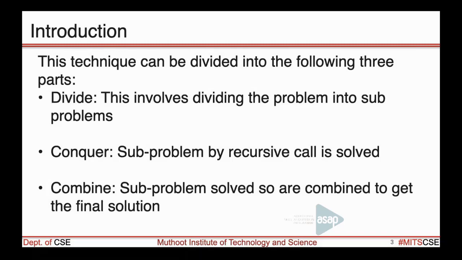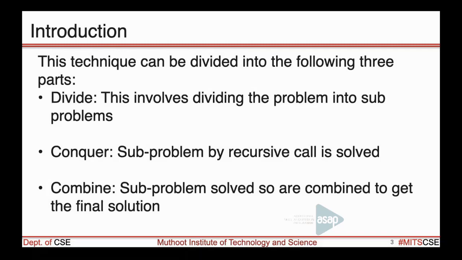Why are we saying it's a recursive call? Because if we are doing a sorting function, all the sub-functions will also be sorts. So we can write the function one time and recursively call it so that the problem will be solved. The third is combine, which means that once the sub-problems are solved, we need to combine the solutions of the sub-problems so that we get the final solution. This is the combination part.